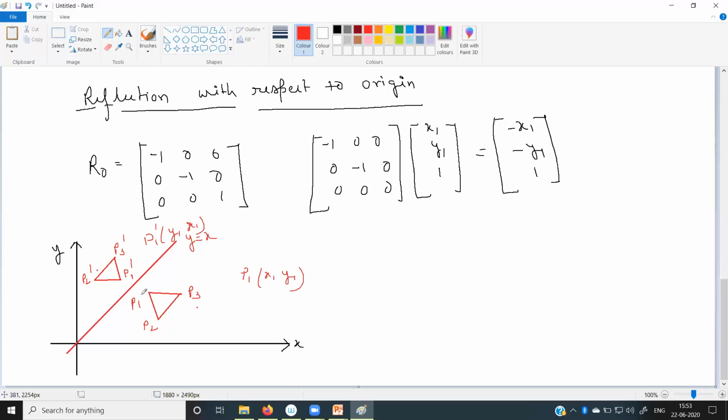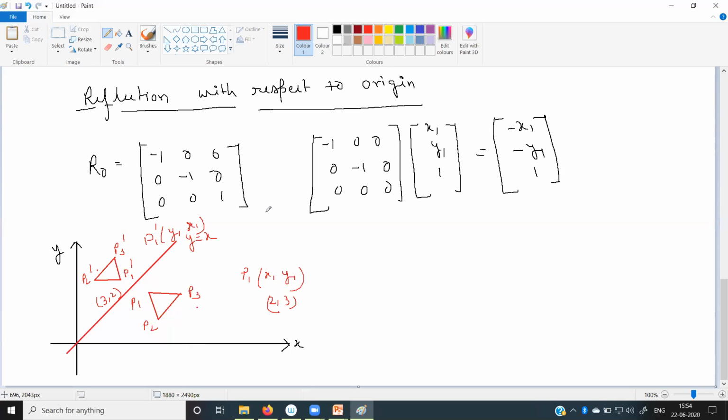Clear? So that's the opposite. Let us say for example, if the coordinate of a point P1 is 2, 3, then if you reflect it, the coordinate of the reflected point will be 3, 2. Just y will be treated as x, and x will be treated as y.